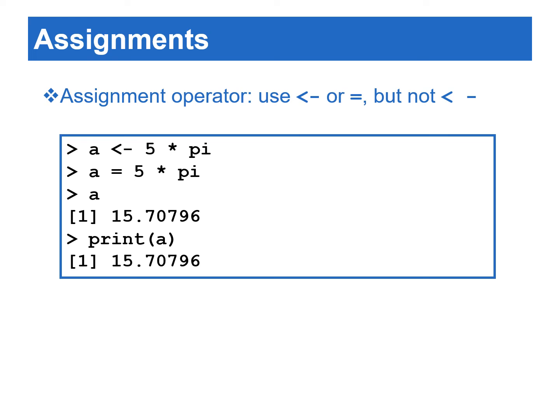The result from an expression or command can be assigned to a variable by using the assignment operator. The assignment operator is represented by a less than sign, immediately followed by a dash. We can also use an equal sign for the assignment operator. For example, after we assign 5 times pi to variable A, A will hold the calculated result. Then we can either type the name of the variable, or use the print function to see the value that A contains. A is a variable; more precisely, A is a type of object, which is a vector. We will discuss more about the vector object later.